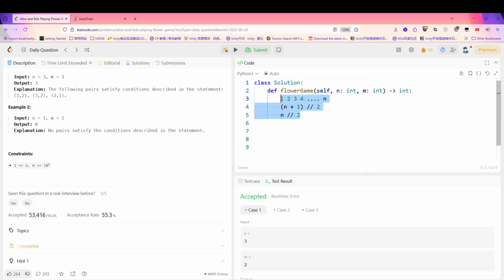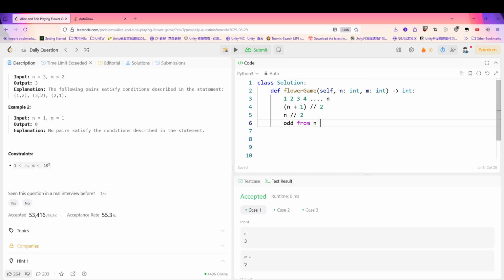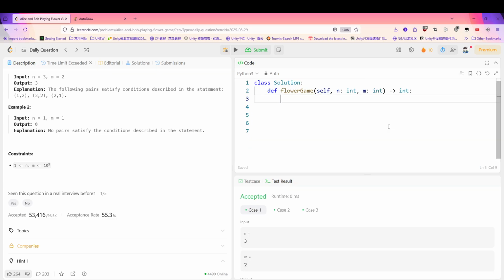So our possible winning pairs are: odd numbers from n multiplied by even numbers from m, plus even numbers from n multiplied by odd numbers from m, right? This is our final answer. So our final code will be very simple and clear with only one line. So here is the final code I'm gonna show you.